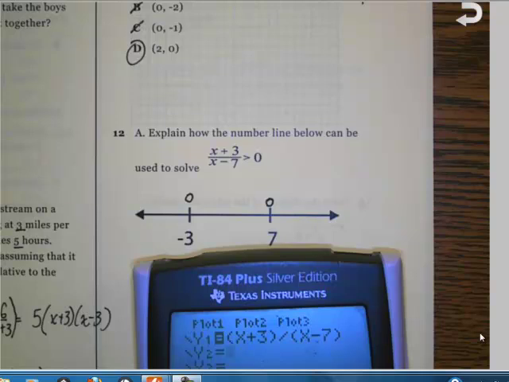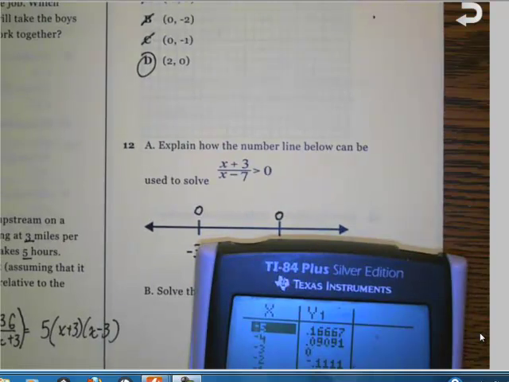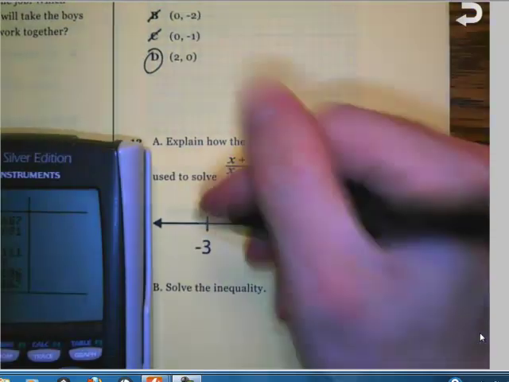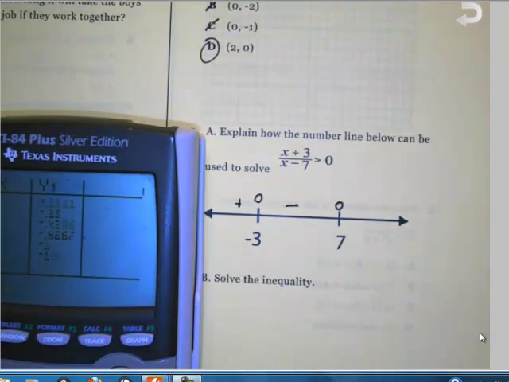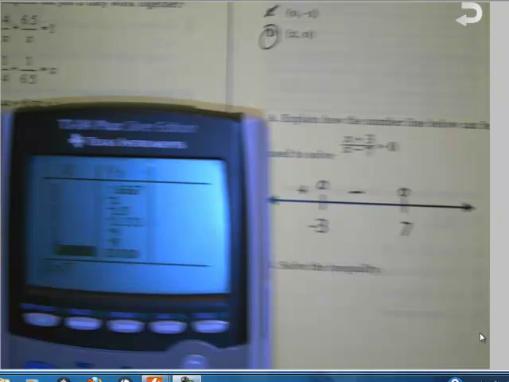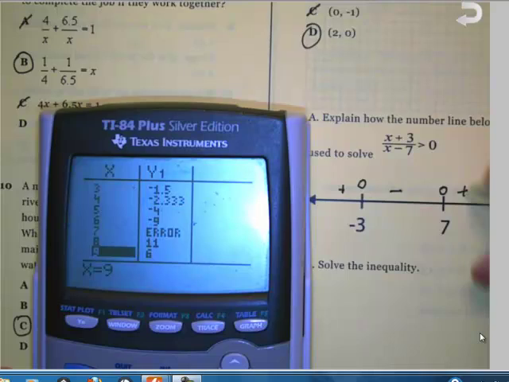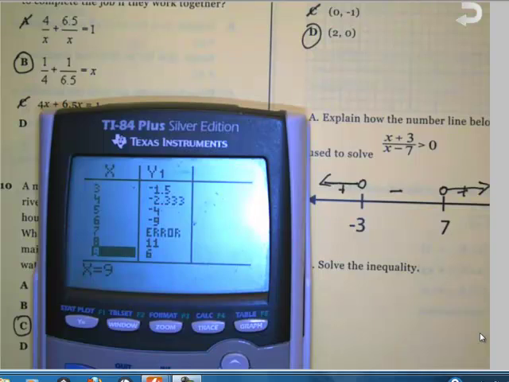Now, when we go to the graph, or actually if we go to the table, we need to go back to where x is equal to negative 3. And you notice where x is negative 3, you have positives at negative 4 and 5, and then you have negatives until you get to the asymptote, after which time it becomes positive again. And so it should make an inequality that looks like this.